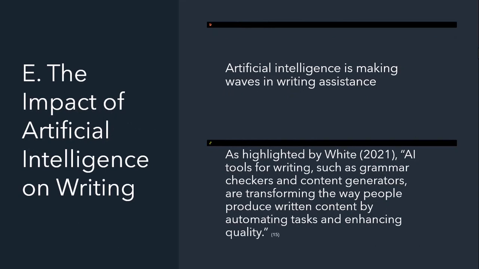E. The impact of artificial intelligence on writing. Artificial intelligence is making waves in writing assistance. As highlighted by White, AI tools for writing, such as grammar checkers and content generators, are transforming the way people produce written content by automating tasks and enhancing quality.